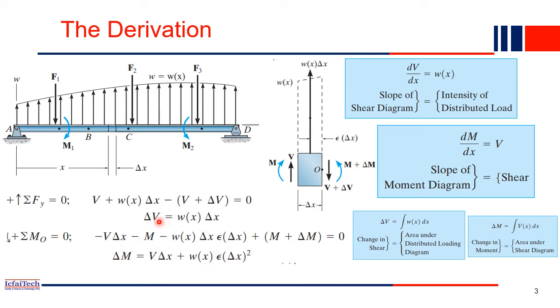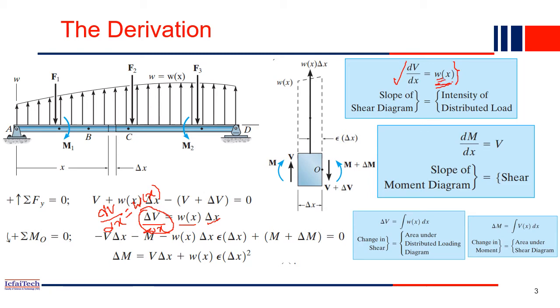Now if you divide this entire equation by delta x, what do you get? This delta x will be cancelled out. So delta V by delta x is basically dV by dx in our calculus terms. This should equal W into x, because only this part remains. So that's what we have written here: dV by dx is equal to Wx. Wx is the UDL, the distributed load.